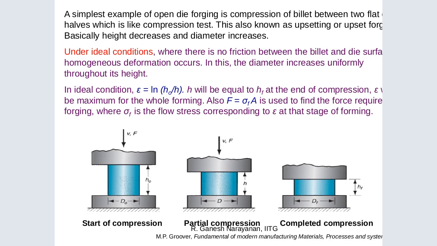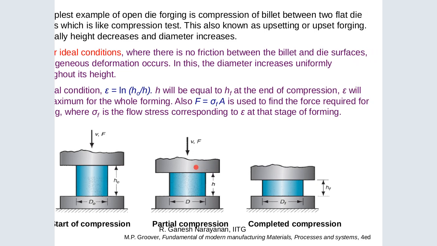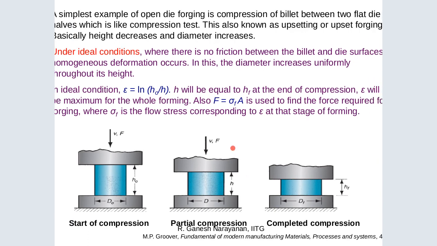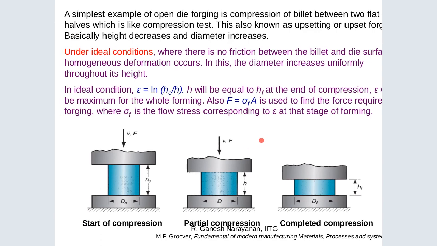Basically, the height decreases and the diameter increases. You see now what is happening here. The height decreases, meaning it is being pressed using two dies, and the diameter increases because whatever is pushed from above and below increases sideways. Under ideal conditions where there is no friction between the billet and the die surface, homogeneous deformation occurs. In this, the diameter increases uniformly throughout its height.